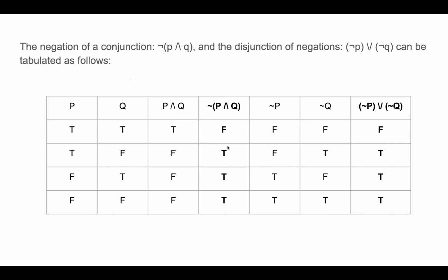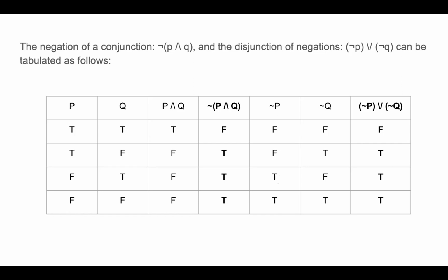Then negation of (P and Q) is F, T, T, T. Opposite of the third column is the fourth column. Then negation P is the opposite of the first column, so we write it like F, F, T, T. Then Q we write like T, F, T, F. The negation Q we write like F, T, F, T.